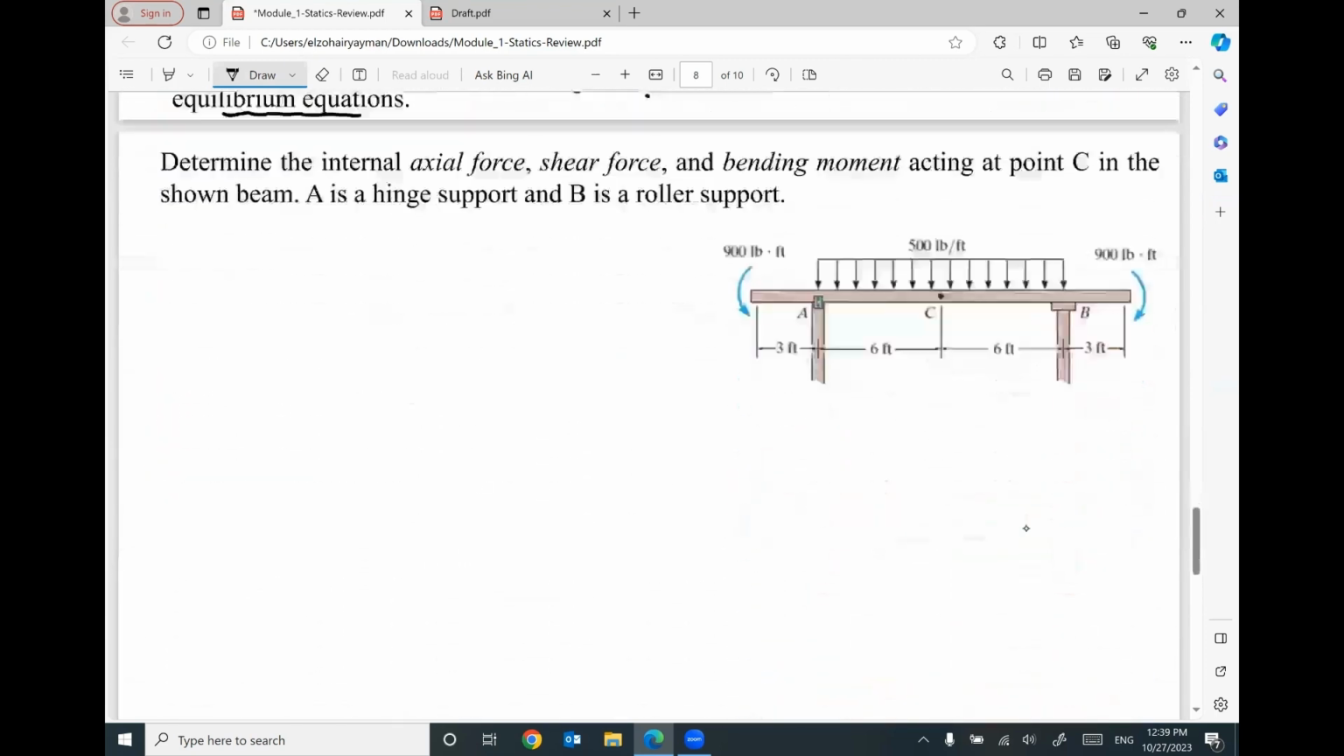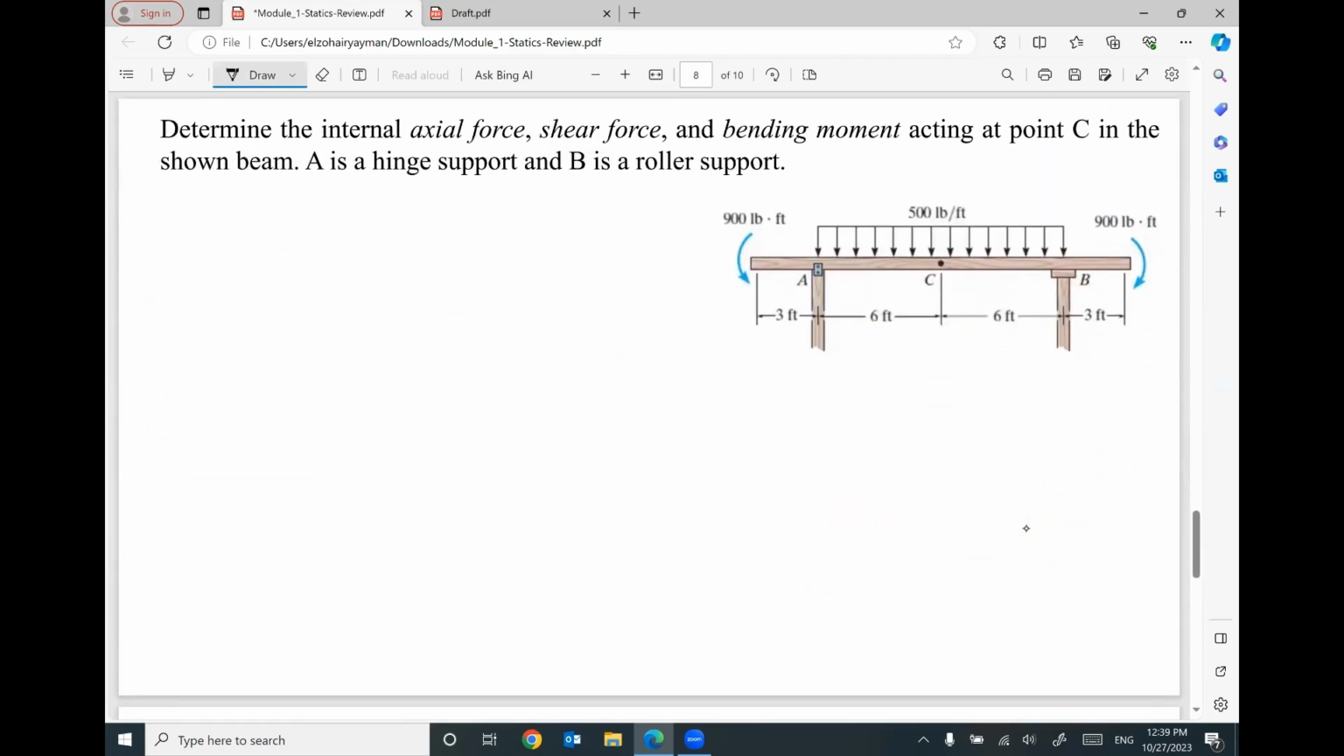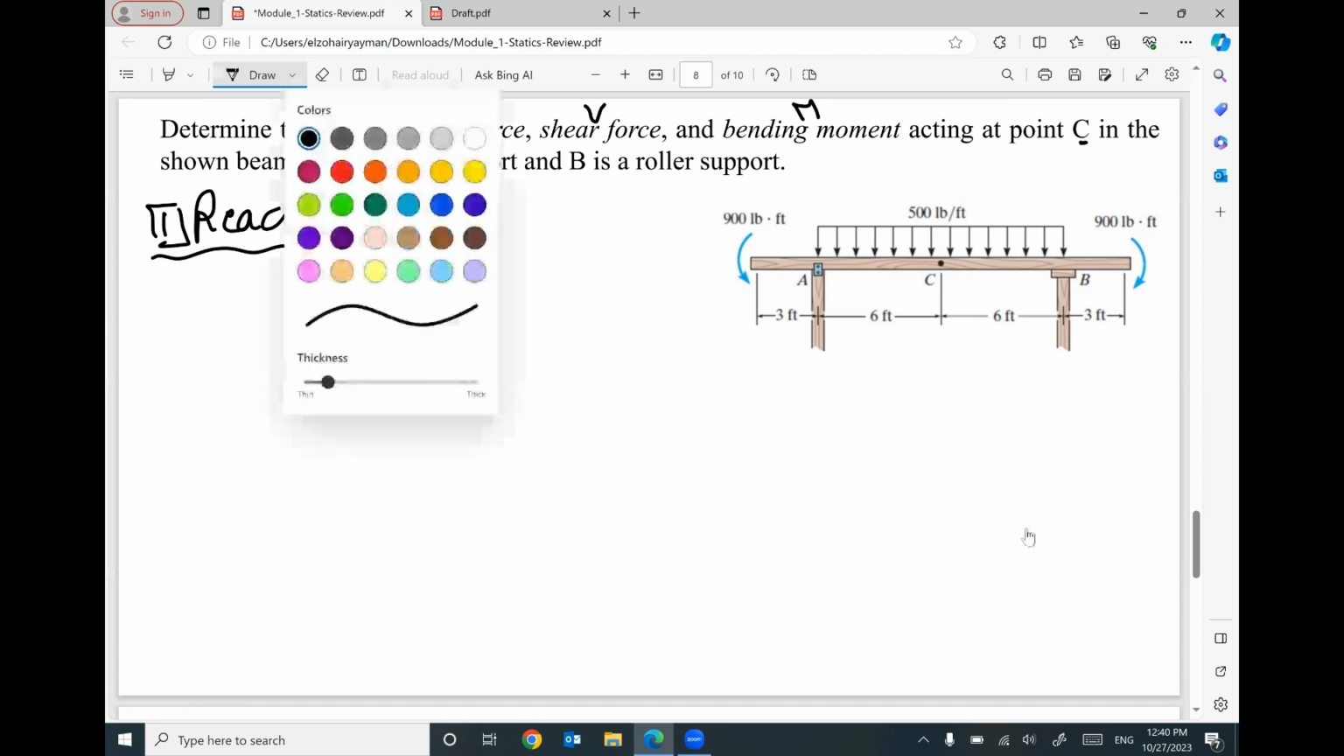Let's start to do some examples. I will start with this example. We are given a beam and we are given a specific point C, and we are looking to figure out what is the axial force, capital N, what is the shear force, capital V, and what is the bending moment, capital M, at this specific point. As we remember, the first step, I have to start with reactions. So go ahead and start to set up your reactions.